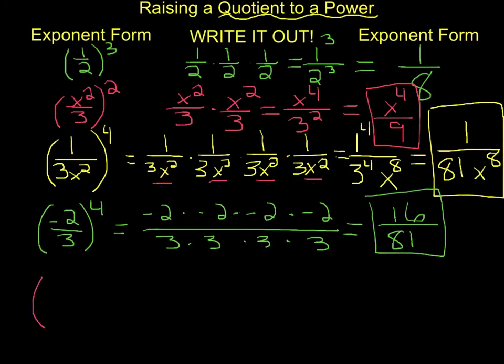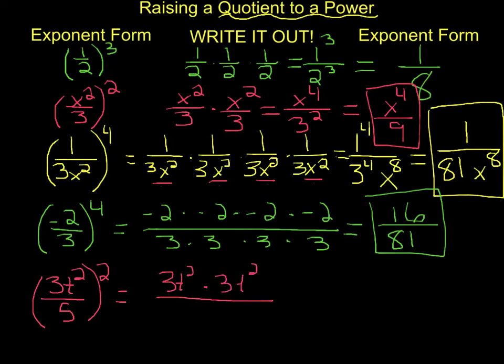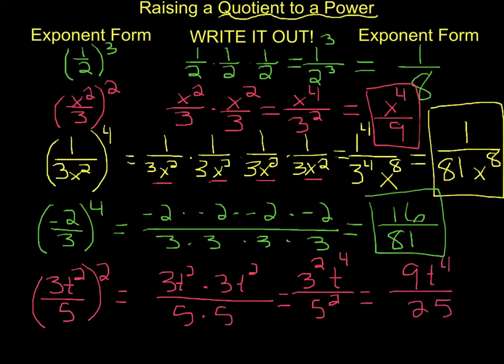And here's our last example of this property. 3t squared over 5, and then we're going to square it. So just like that last one, we can write one big numerator and one big denominator. In my numerator, we have 3t squared times itself, 3t squared. And then denominator 5 times 5. If we have two 3's, that is 3 squared. And then we have t to the 4th power, and over, 2 5's would be 5 squared. And go further, that is 9t to the 4th power over 25. And there we go.